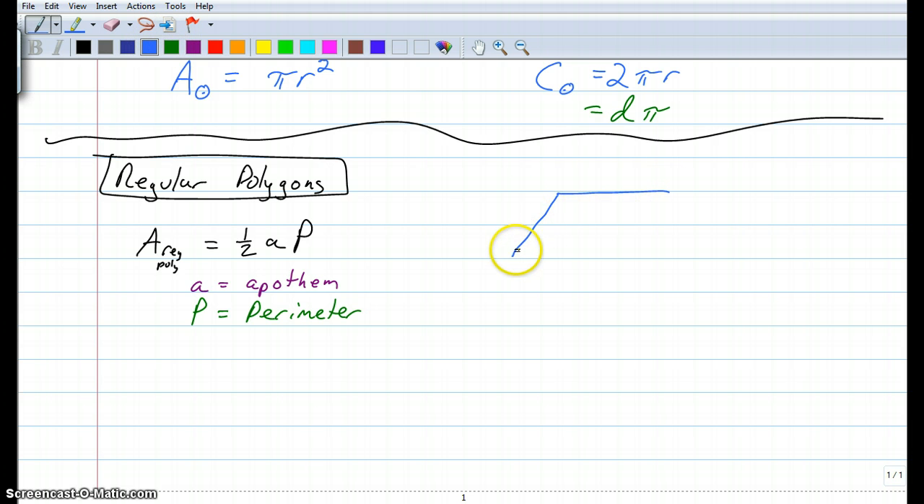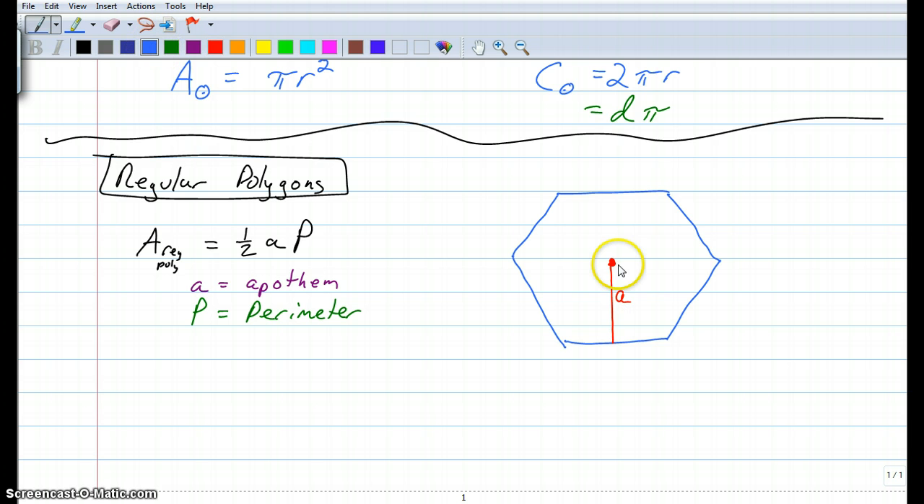Let's talk about that. Let's draw a hexagon. And mine is a terrible hexagon, but you get the gist of it. An apothem is from the center of a regular polygon. It'd be from the center, and it would drop straight down to bisect one of the sides. This is the apothem.